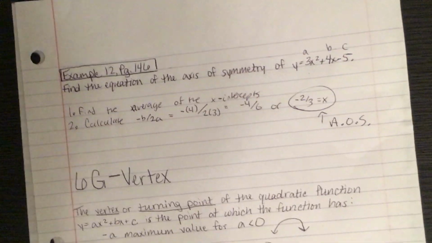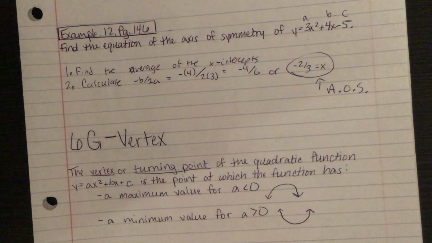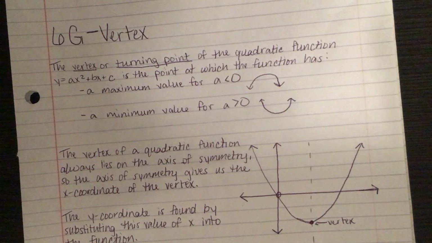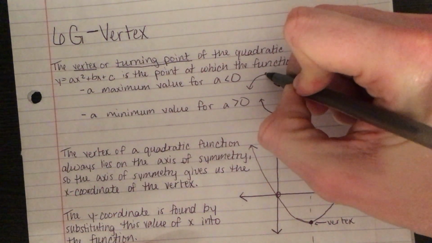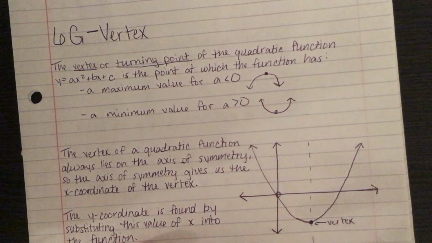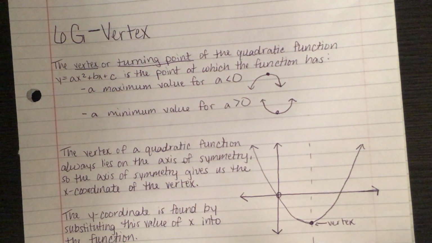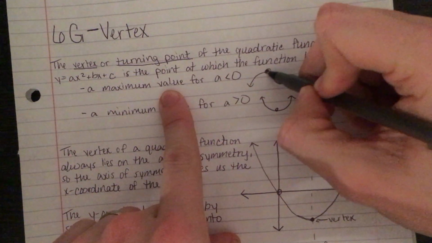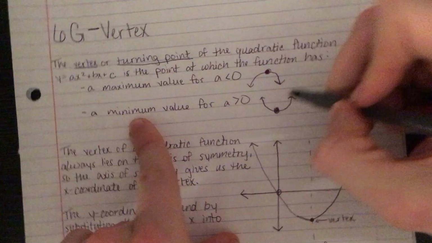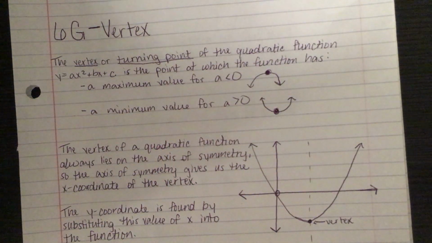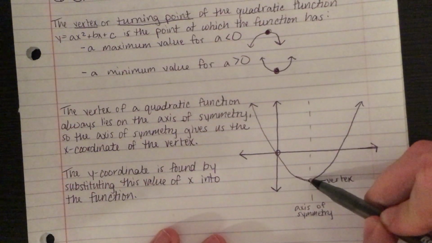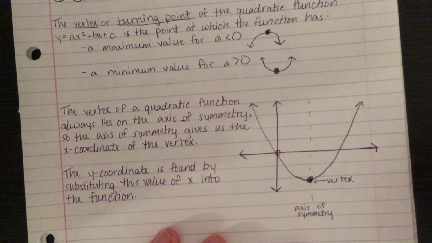So the last thing that we're getting into for today is talking about the vertex of a parabola. The vertex, or you may hear this called the turning point, of a quadratic function of the standard form y equals ax squared plus bx plus c, is the point where the function is either a maximum value, if it's the highest point, or a minimum value if it's the lowest point. So the vertex of a quadratic function always occurs wherever the axis of symmetry is.